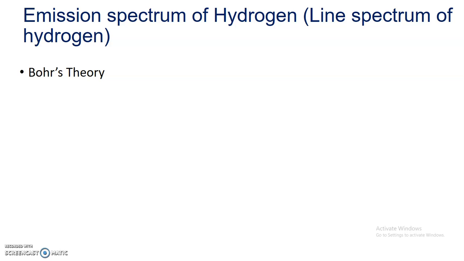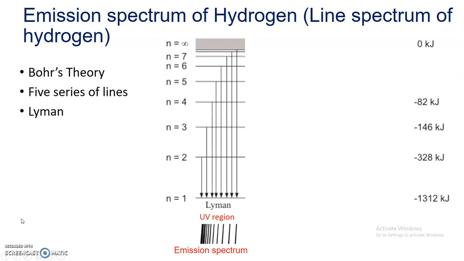Now, the atomic spectrum of hydrogen shows a large number of lines, and these various lines are grouped into 5 series, that is, the Lyman series, Balmer series, Paschen series, Brackett series and Pfund series. Now, how does the Lyman series appear?